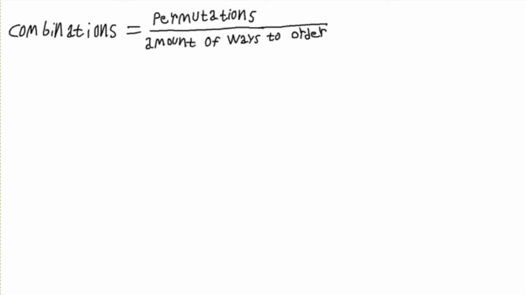Now that was just one example. Let's now say that we have n items and that we have k spaces. What I want you to try to do is find a formula that calculates the amount of combinations.